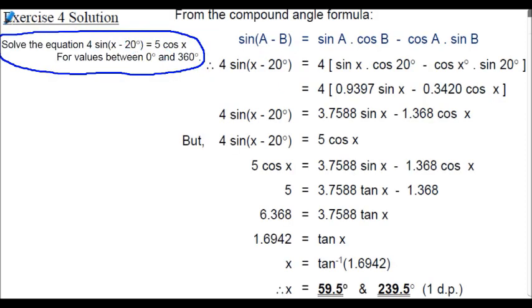So exercise 4, here's the full solution. Just note within the solution from this line here to this line here, we're dividing throughout by cos of x. Again, if you refer to example 4, you'll see the technique used here. Remember also when evaluating the inverse tangent function, there are always two solutions between 0 and 360 degrees.